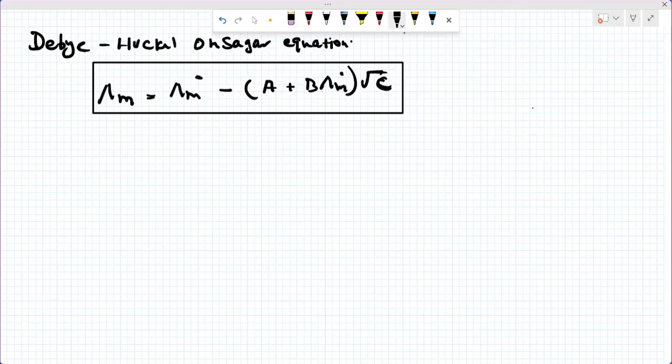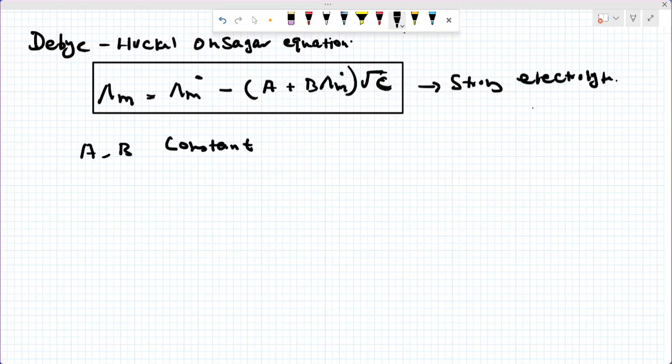This is for strong electrolyte. Here A and B are constants. Listen, very important: when dilution increases, conductance increases, molar conductance. What is dilution now?